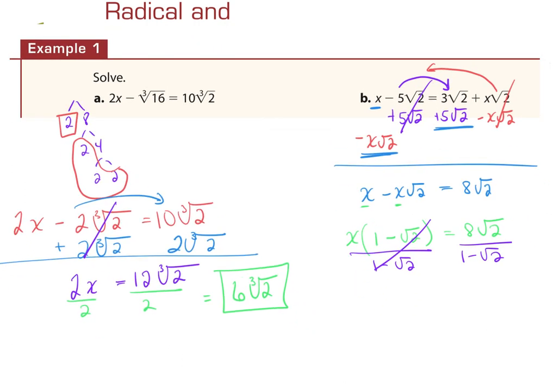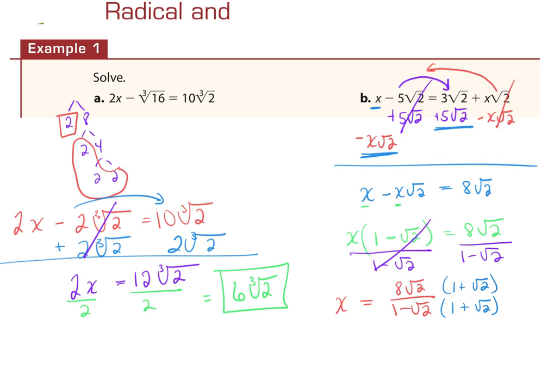Now for this one, I have my x completely by itself. That's going to equal 8 square root of 2 over 1 minus the square root of 2. But I have a little bit of a problem right here. I do not want to leave a square root of 2 in the denominator. So just like on our last section, what we just quizzed over, I am going to get rid of that by multiplying by the conjugate. So I'm going to multiply the top and the bottom by this guy right here.